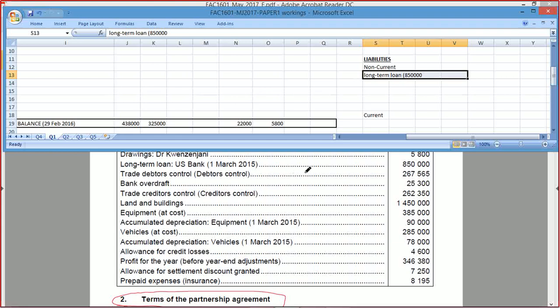Trade debtors control, what is it? It's debtors, so it's an asset. Exactly. Do I disclose assets? Not in this question, so I don't need it. Land and buildings.